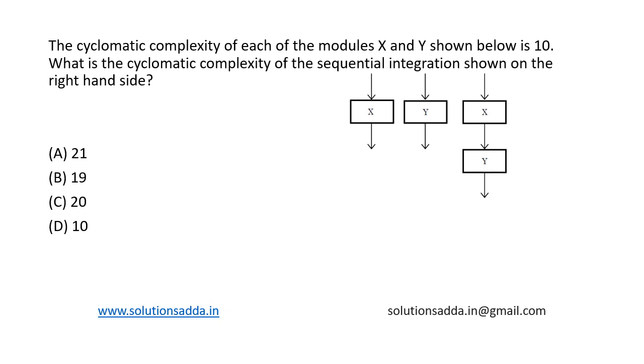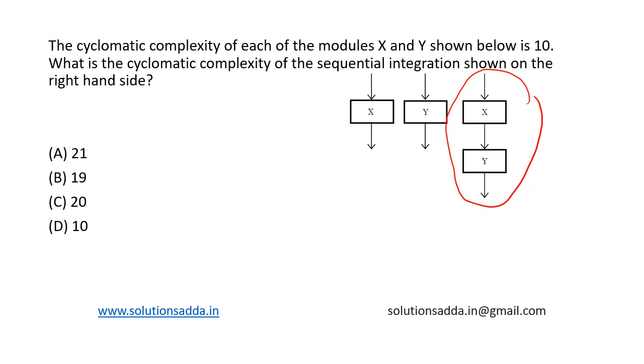This is a question from software engineering. The cyclomatic complexity of each of the modules X and Y is shown below, and it is 10. What is the cyclomatic complexity of the sequential integration shown on the right hand side? This is the sequential integration. So what is cyclomatic complexity? It is a software metric used to determine the complexity of a program. It is a count of the number of decision points in the source code. The higher the count, the more complex. So this is what cyclomatic complexity is.